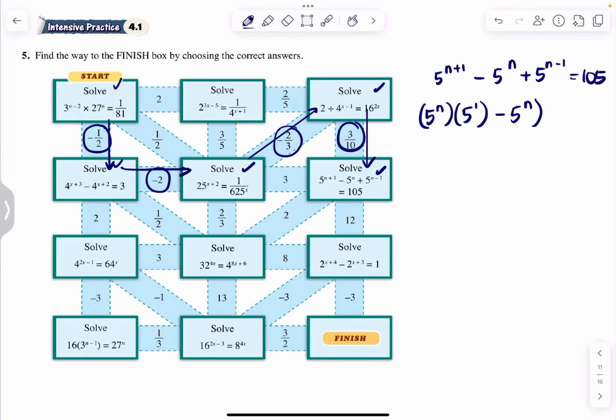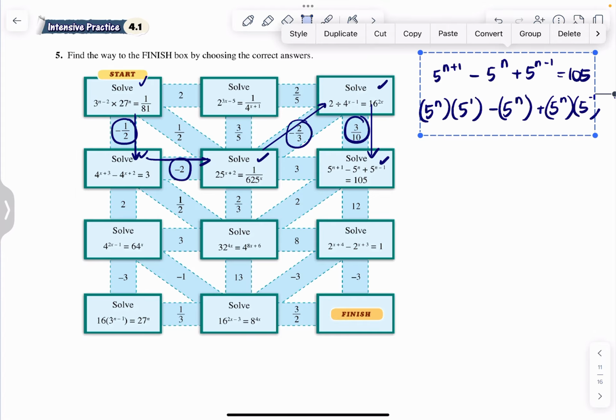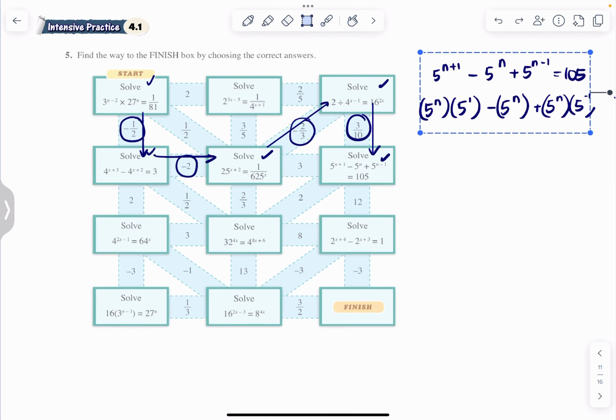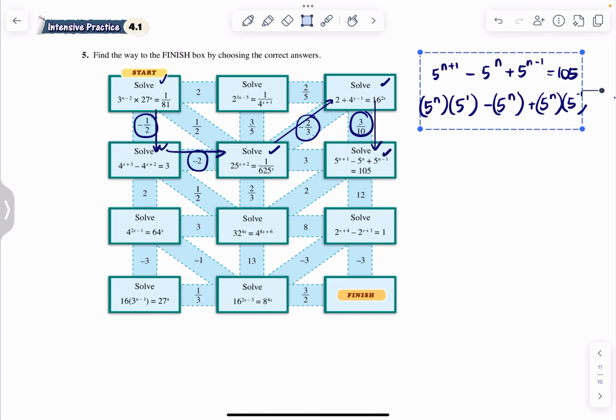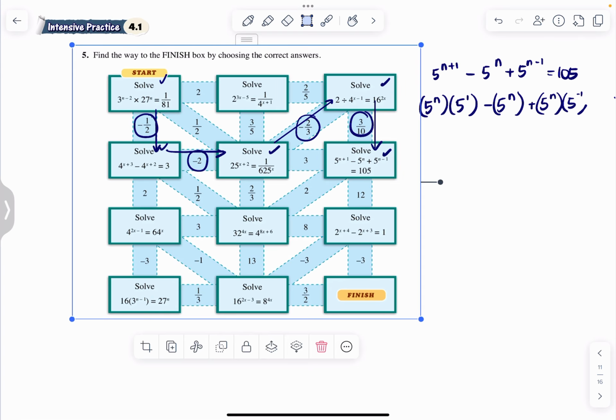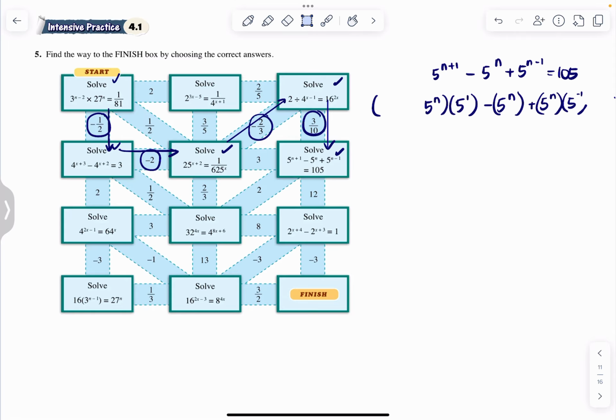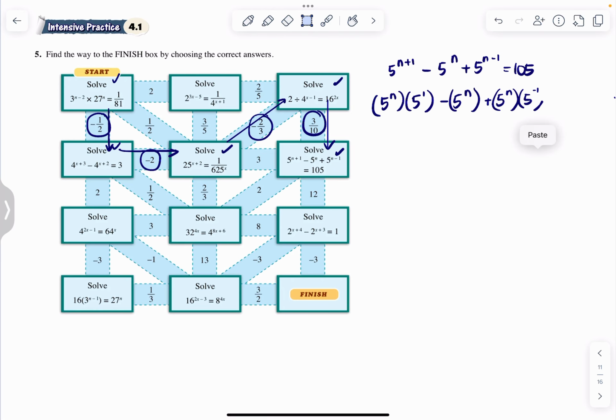Minus 5^n plus 5^n times 5 to the negative 1. Not enough place. Oops, wait. Okay, make it a bit smaller. Okay. Right.